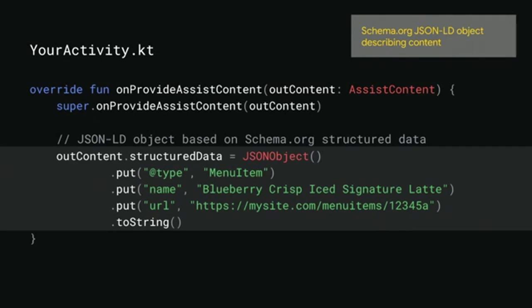We have more details of exactly the values you should be setting on our developer website, but as an illustration, here you can see we're setting a schema.org type of MenuItem. And then we're setting the name parameter to Blueberry Crisp Icing Latte, the item that would be showing on the screen at a particular time. Finally, if we use app actions, if we use Android app links for this particular screen, we're going to set the URL appropriately.